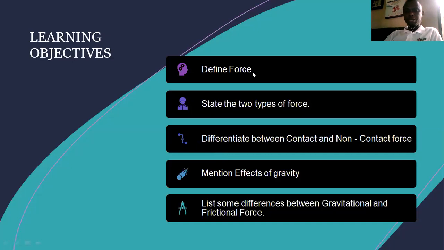You will be able to define force. You'll be able to state the two types of force. You'll be able to differentiate between contact and non-contact force. And then you should be able to mention the cause and effect of gravity on anybody, and then you'll be able to list and differentiate between gravitational and frictional force. Okay, so that's our learning objective.